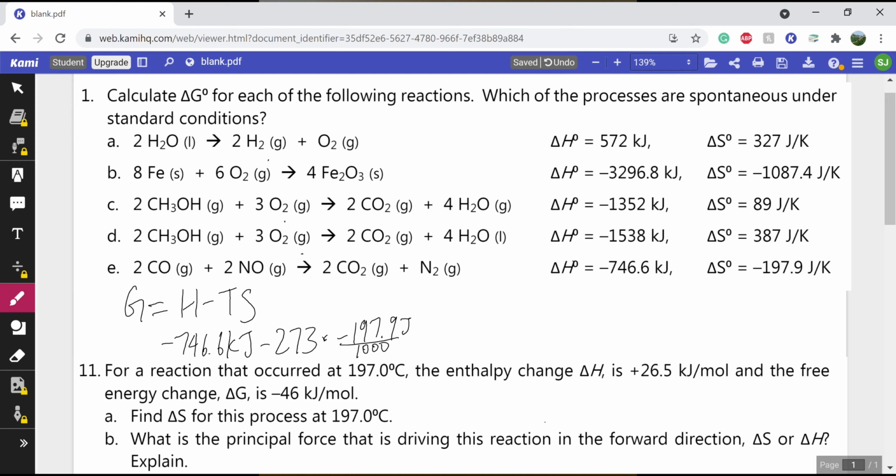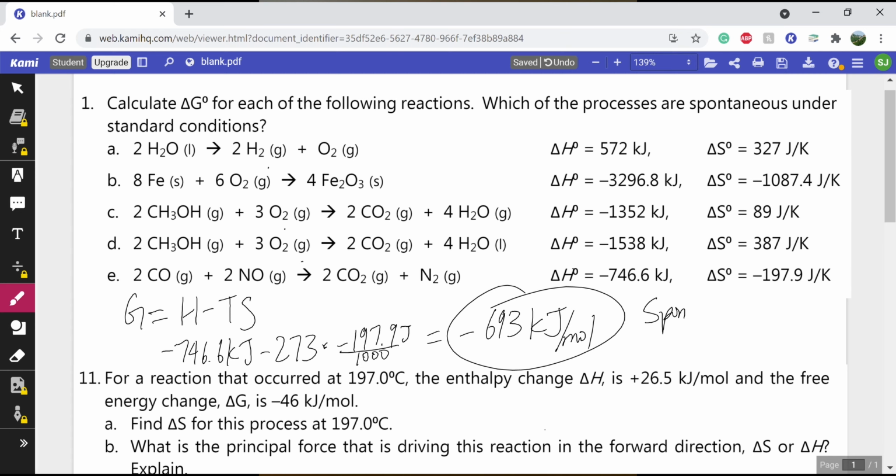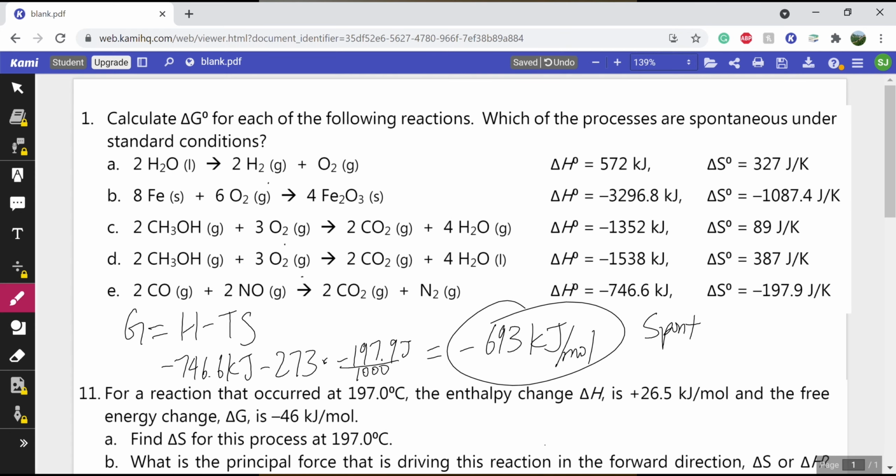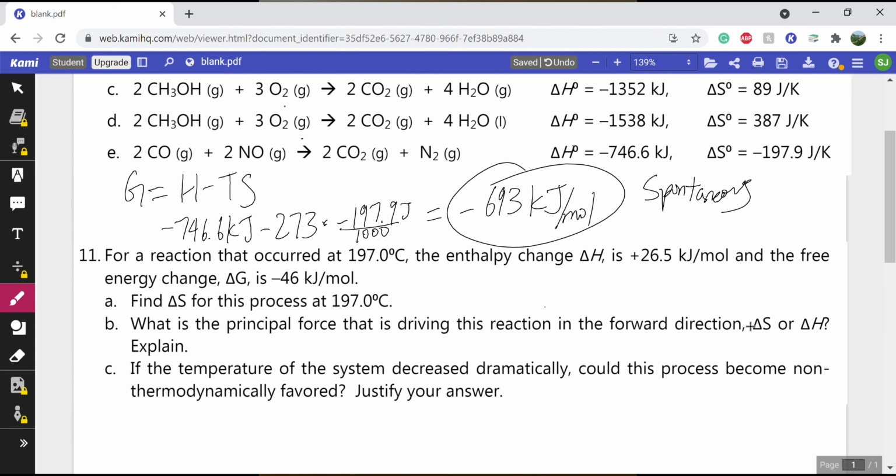Negative 746.6 minus 273 times negative 197.9 divided by 1000, and that will give us an answer of negative 693 kilojoules per mole, which is our delta G. Since it's negative, that means this is spontaneous. It's a thermodynamically favorable process since delta G is negative. Alright, and that's for example E.